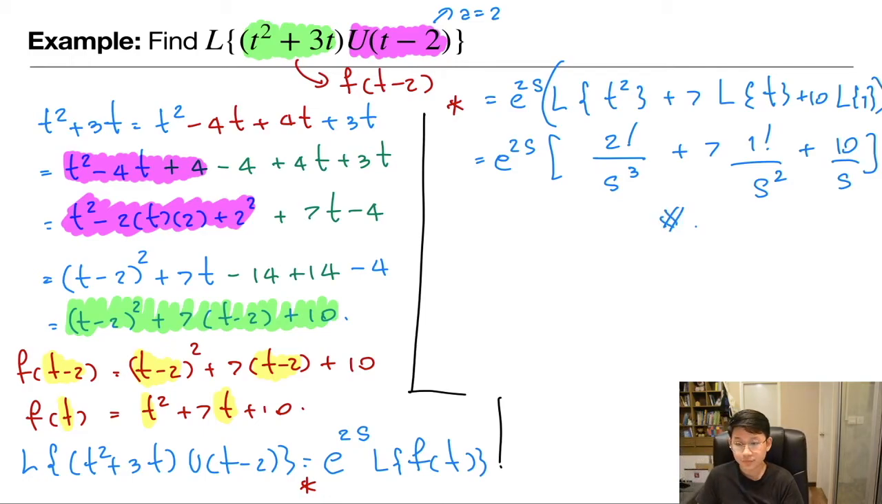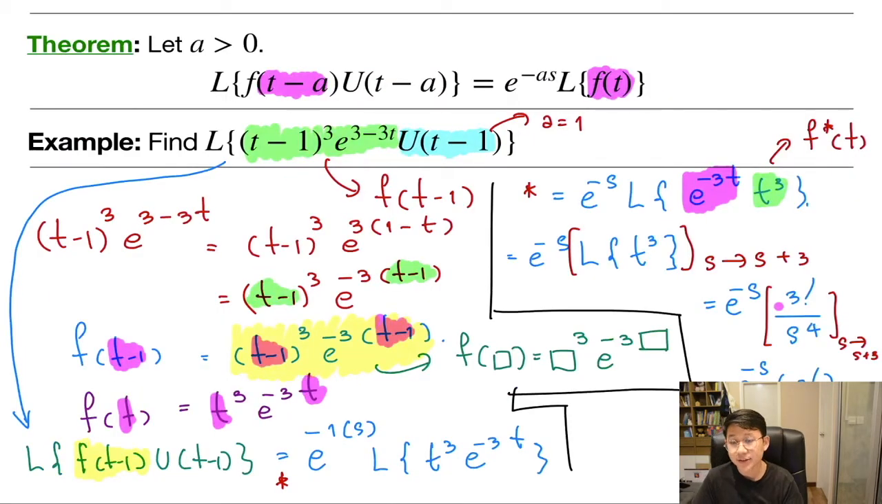Good. Oops. Sorry. It's e to the minus as, right? E to the minus as, not e to the as. Sorry, you have minus here. You have minus as, not as. Okay.